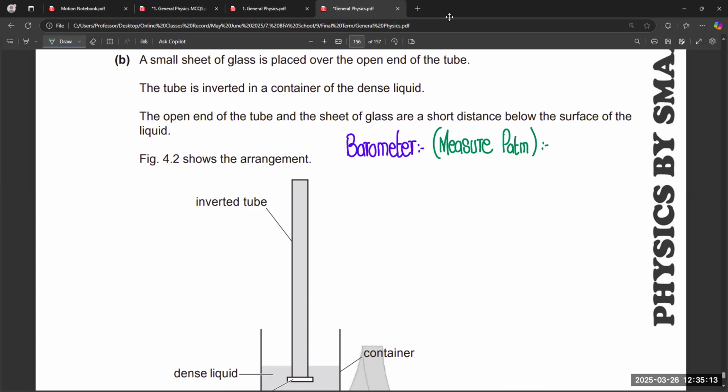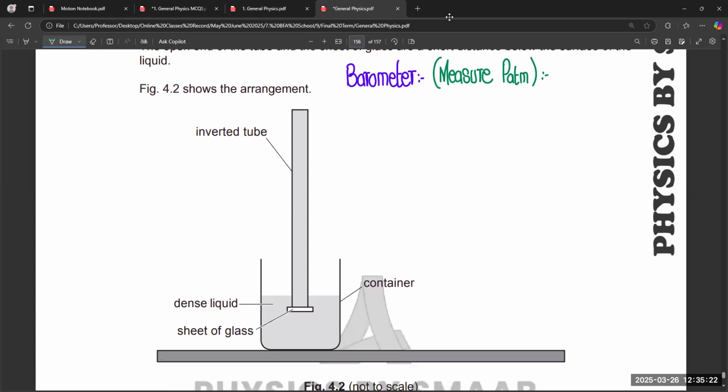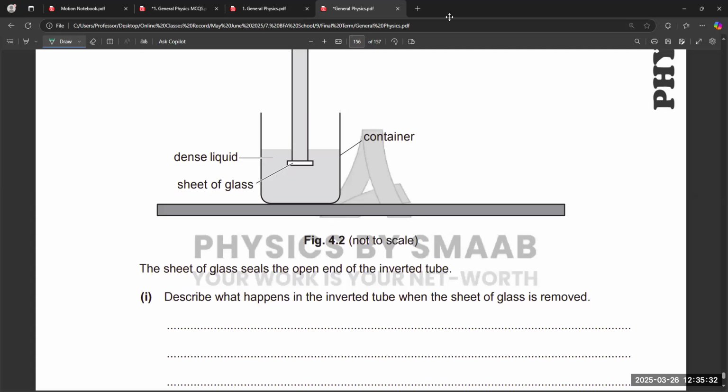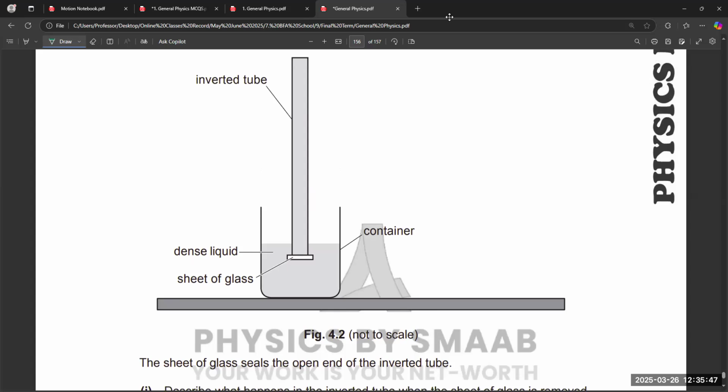The open end of the tube and the sheet of glass are a short distance below the surface of the liquid. So in the diagram, you can see they are not in contact with the base of the container. They are at a short distance from the container. The glass sheet seals the open end of the inverted tube. So the question is, describe what happens in the inverted tube when the sheet of glass is removed.